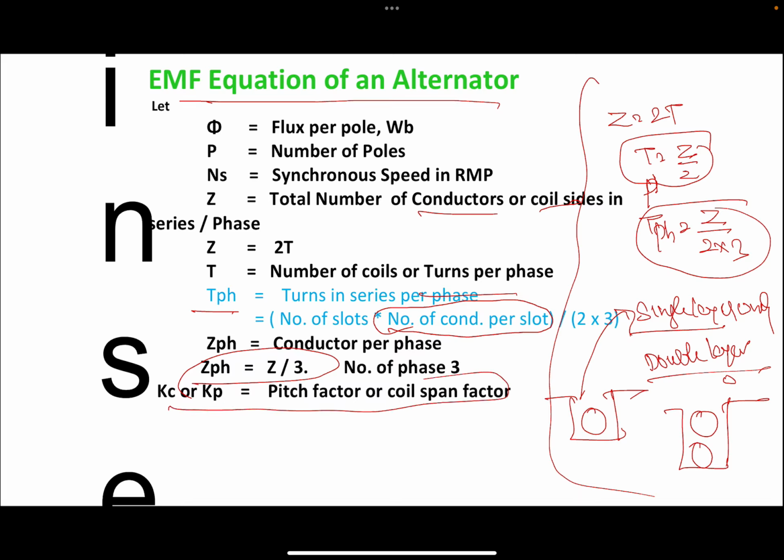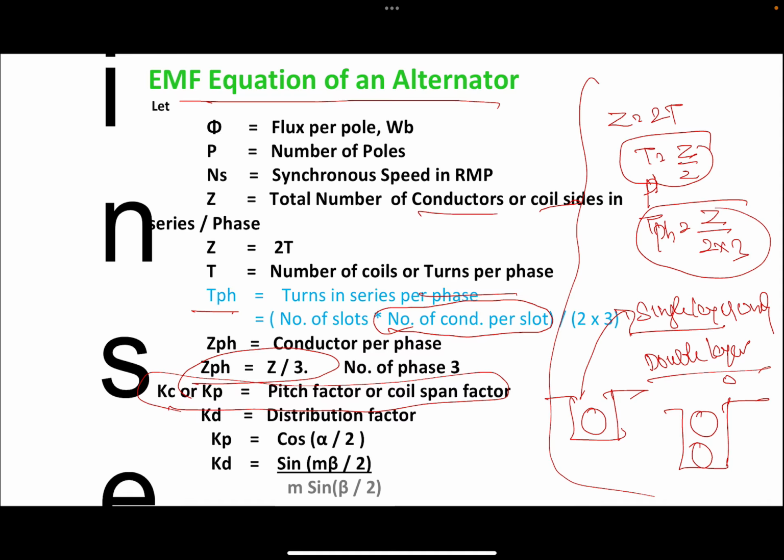Here we need to discuss an additional thing, pitch factor and distribution factor. We'll discuss in detail. Just keep these terms aside for some time. There are 2 terms: Kp is the pitch factor, Kd is the distribution factor. We'll discuss them in detail. There are separate terms. You can ignore these terms here. Initially, Kp and Kd will just be included in the formula. That's it.